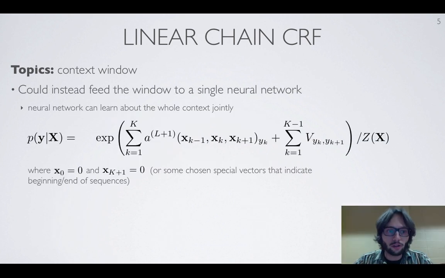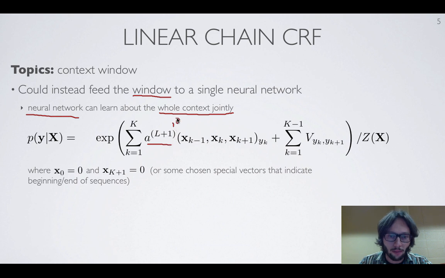Another perhaps simpler alternative would be to use a single neural network but feed it the whole context window, that is the concatenation of all the input vectors that belong to the context window at a given position. And so this will allow the neural network to learn about the whole context jointly, the relationship of the whole context with respect to the labels at the different positions. And so in this case, the notation is much simpler. So we have a single neural network. We don't have a comma 0 here.